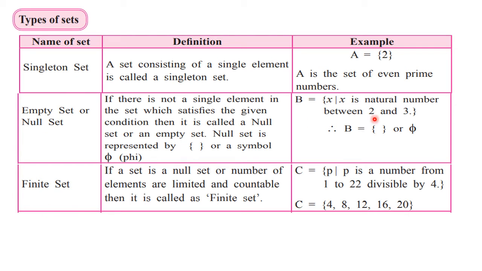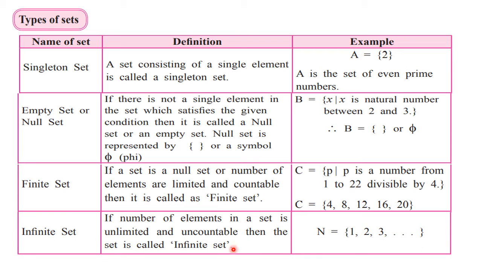Singleton set, only one element. So it is also a finite set. And the last type here is infinite set, where the number of elements is unlimited, uncountable, or there is no upper boundary present here. We are listing the elements and we are not stopping anywhere.